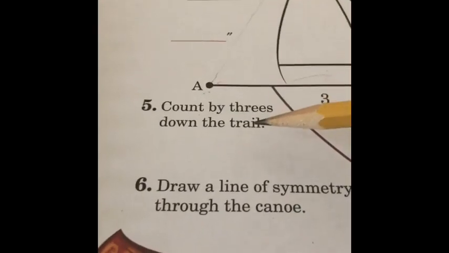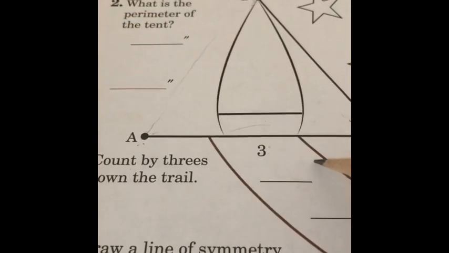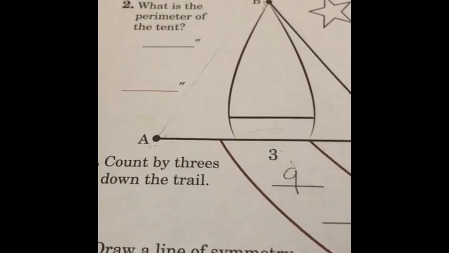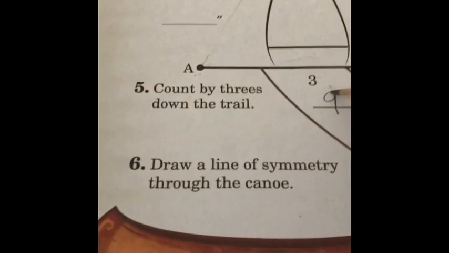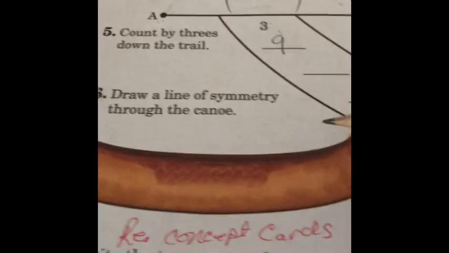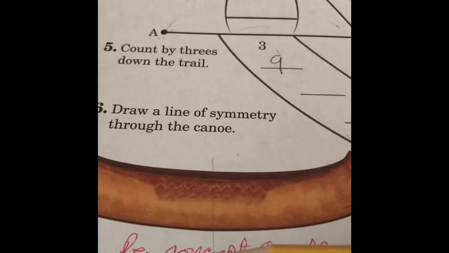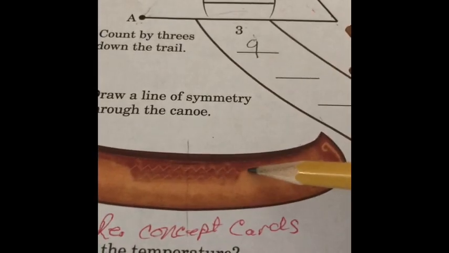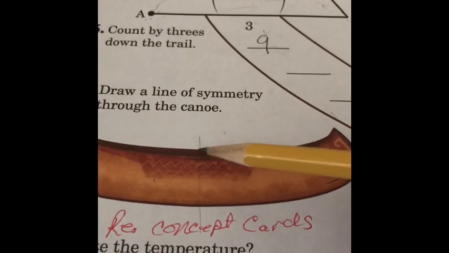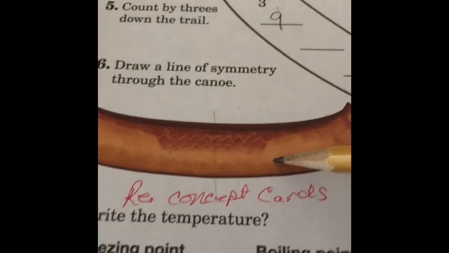All right, let's go to 5. Count by 3s down the trail. Start with 3. Count by 3s. 3, 6, 9, and keep going till you get to 36 at the bottom. Counting by 3s to 36. Number 6, draw a line of symmetry through the canoe. Now remember, symmetry is right, even, up and down, and the same amount on each side. So you want to draw a line of symmetry right down the middle, equal amount on both sides.